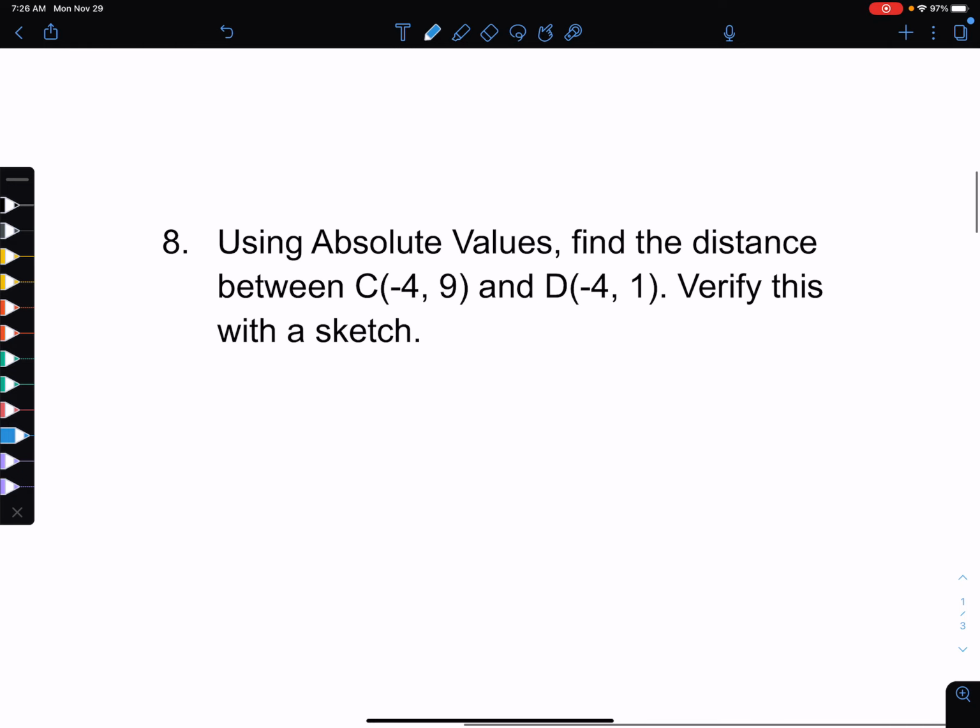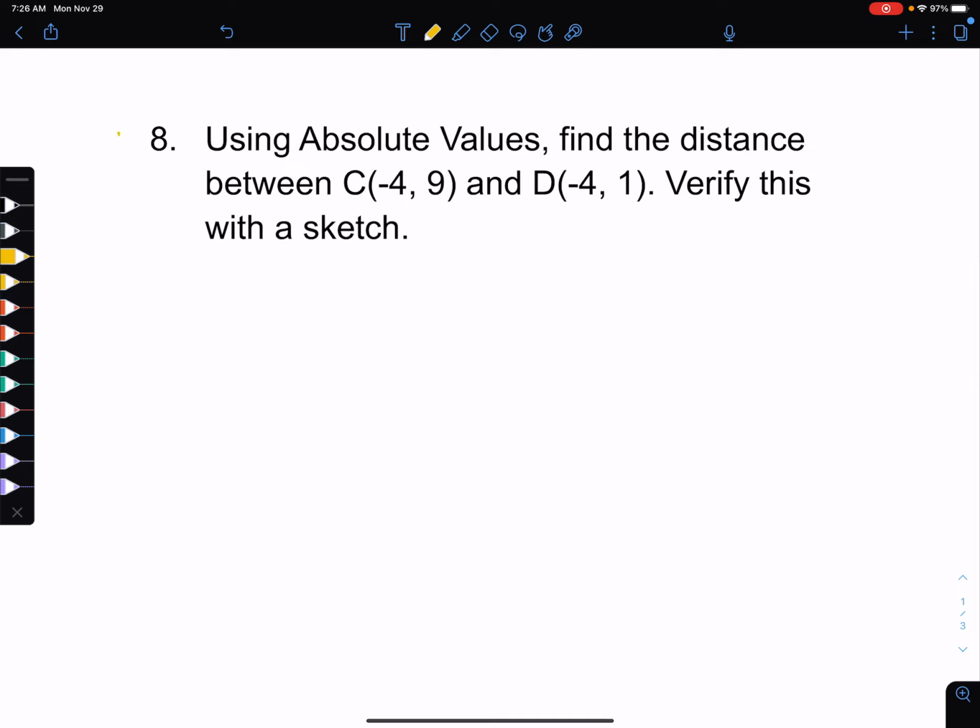Okay, moving on. If you'd like to try this one, go for it. We're going to use absolute values again, but slightly different problem, just because we're going to find the distance between 2 points, but you're going to hopefully notice that they're in the same quadrant, right? They both have positive y values and negative x values. And then we're going to verify this with a sketch just to back ourselves up so we know we did this well and did it right.